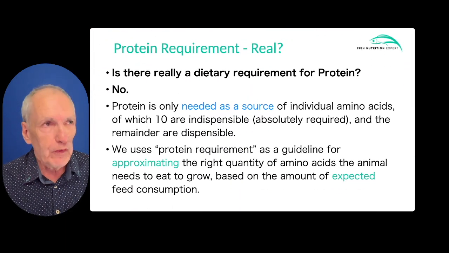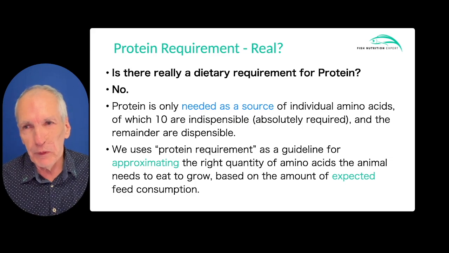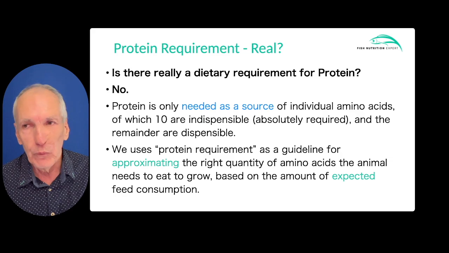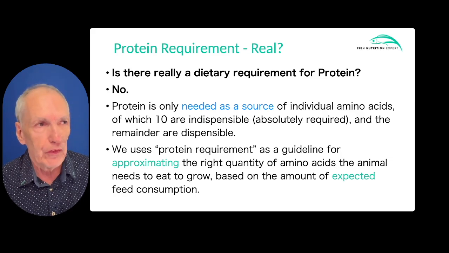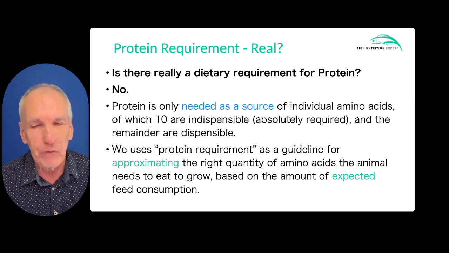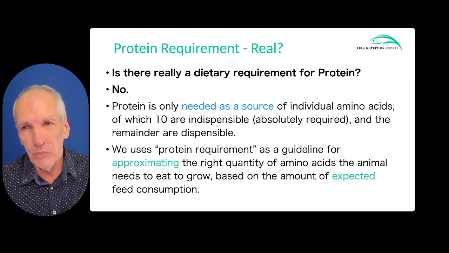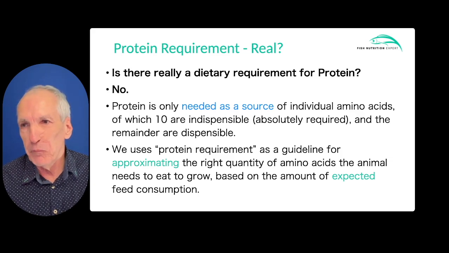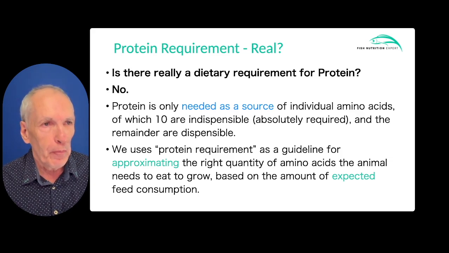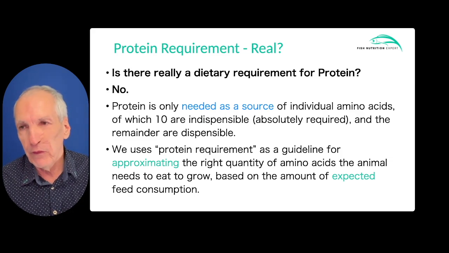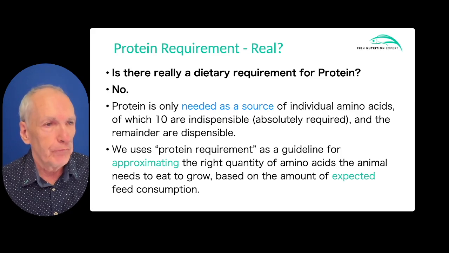The first thing is we hear about protein requirements. Is a protein requirement real? And the answer is actually no. There is no real requirement for protein. There is a requirement for individual amino acids. And so protein we need to eat as a source of those individual amino acids, of which 10 are absolutely required or indispensable, and the remainder are dispensable.